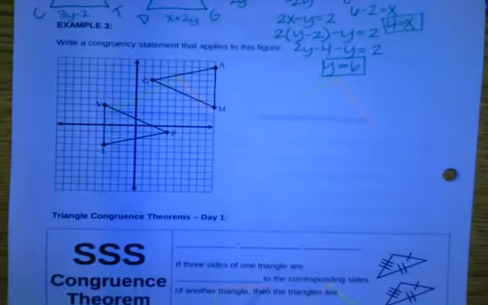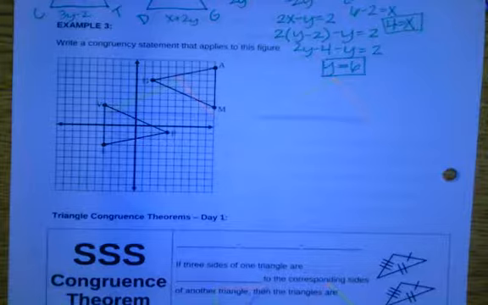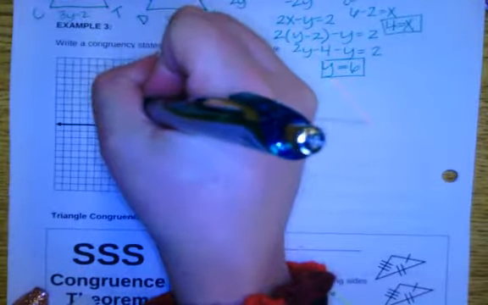Example 3, write a congruency statement that applies to this figure. In order to figure out which sides go with which, how could we do that? How do you know which side corresponds with which in the two triangles? Find the length of the sides. So you're either doing distance formula or Pythagorean theorem, and the sides that are congruent with one another will be corresponding in the name as well. So let's find the distance of our sides.